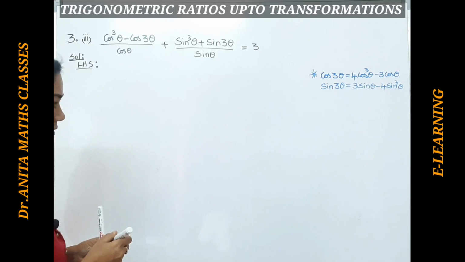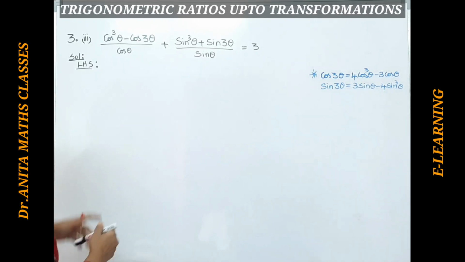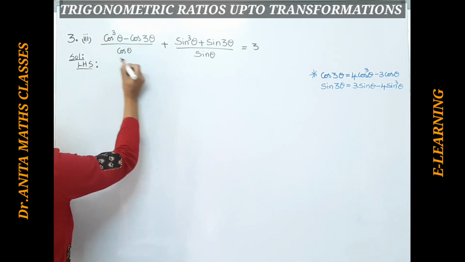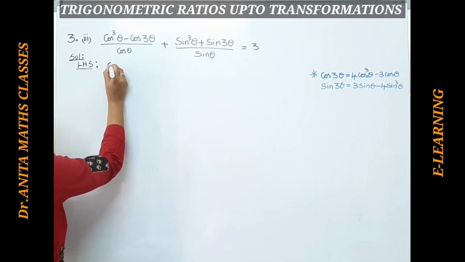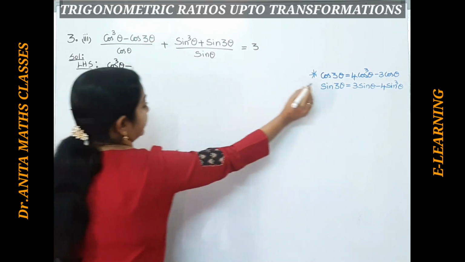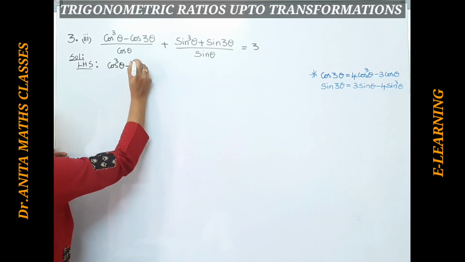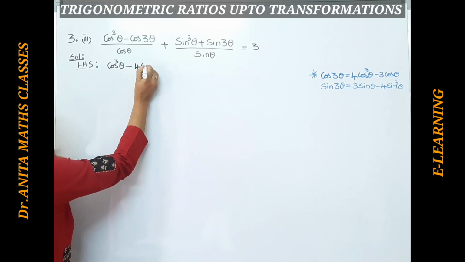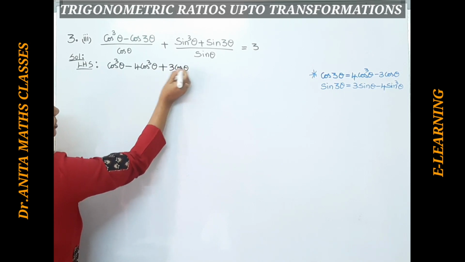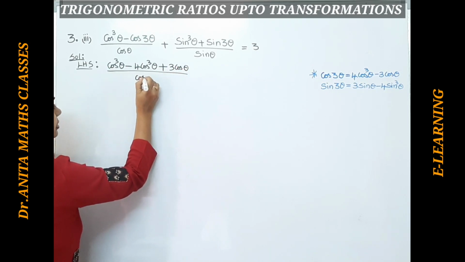Cos 3 theta and sin 3 theta. Now here, we'll start with the LHS and get the RHS. In the LHS part, cos cube theta is already there, minus, and here I will expand this formula: 4 cos cube theta minus 3 cos theta, by cos theta.